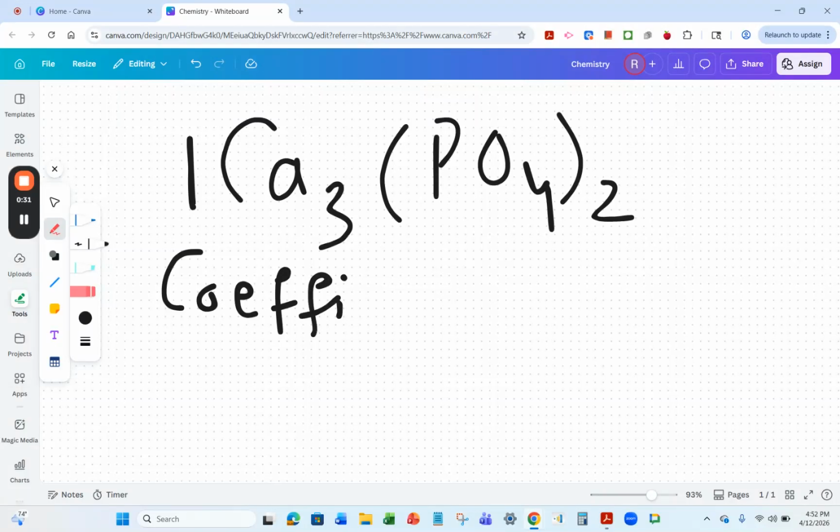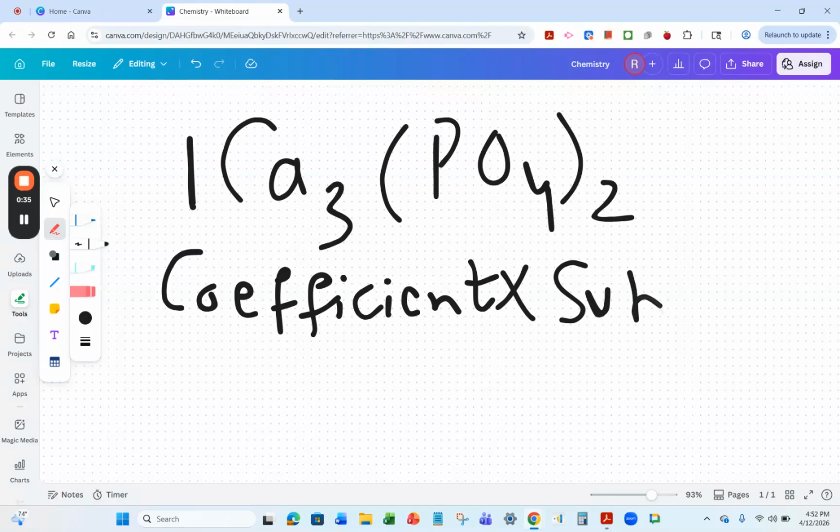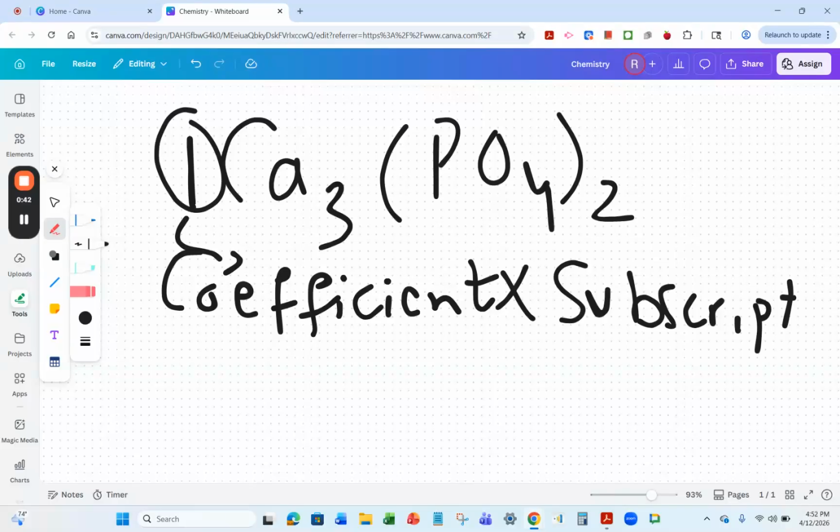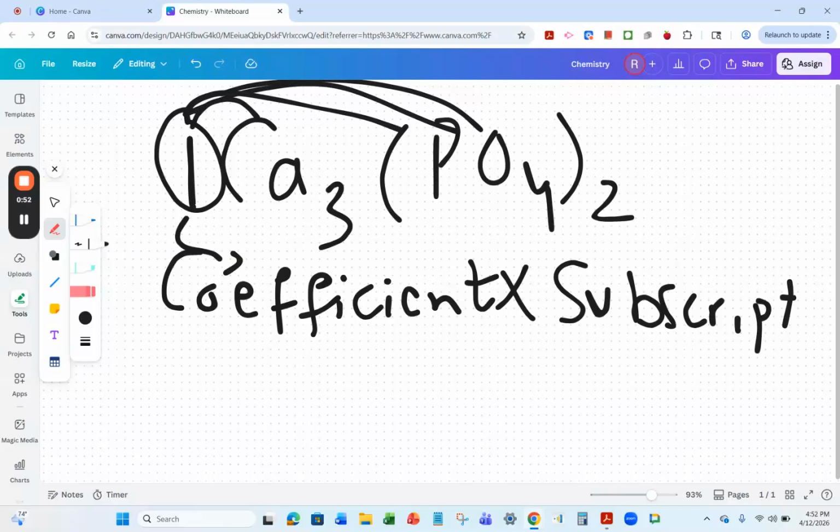Coefficient multiply with the subscript. So the number in front of the formula is the coefficient, and it's a joint property of each and every atom after that number, and the little numbers at the right foot of the element, with or without parentheses, are subscripts. So here we go.